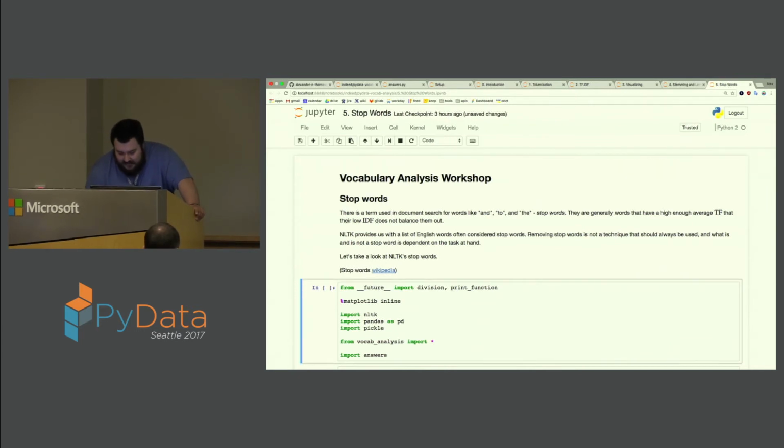So I tried to find out the root of where the term stop words came from, and I couldn't seem to find it. For me, I find it's a very unintuitive way to refer to them. Does anyone here know the root of that? No? It's a mystery. Okay.